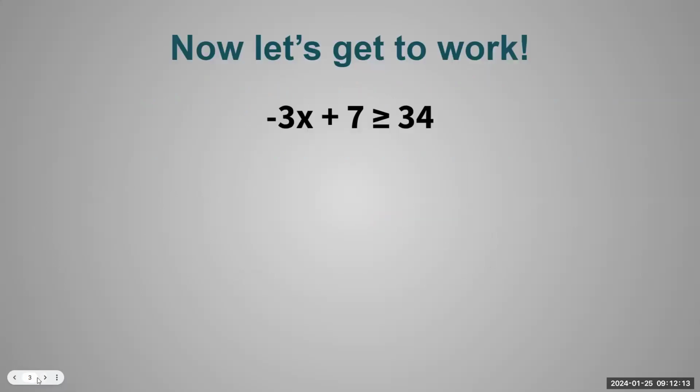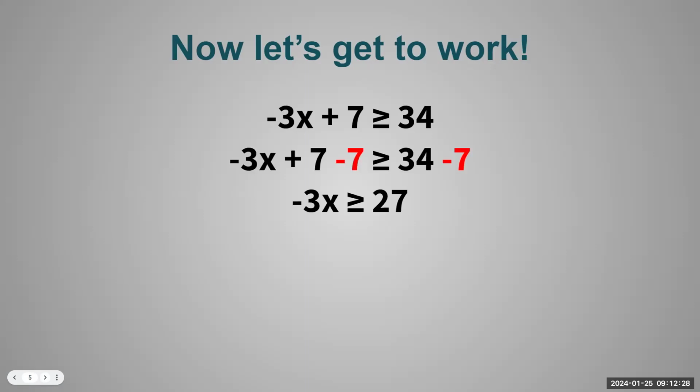So we're going to take those properties and look at our inequality here of negative 3x plus 7 is greater than or equal to 34. The first thing we need to do to balance this inequality is subtract 7 from both sides. That's going to leave us with negative 3x on the left-hand side is greater than or equal to positive 27.